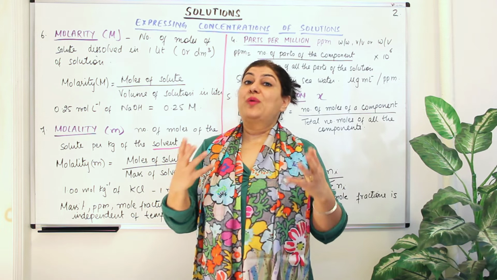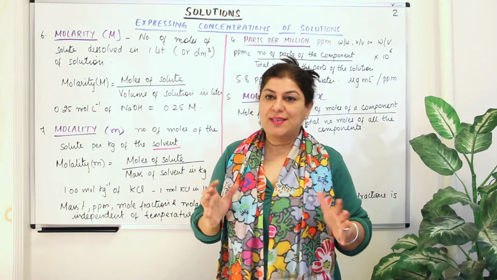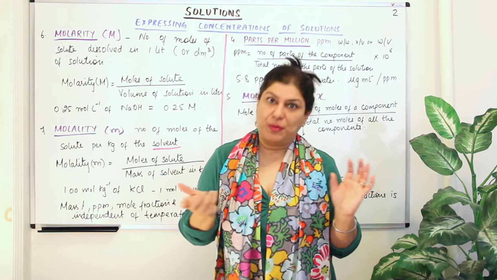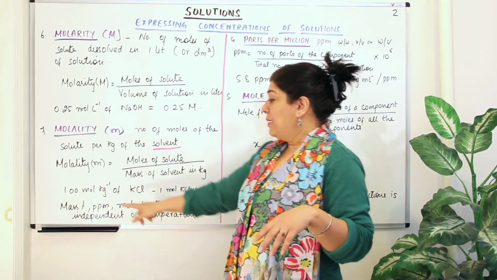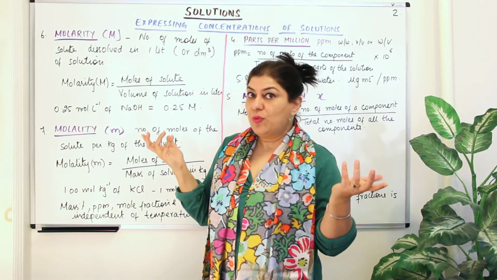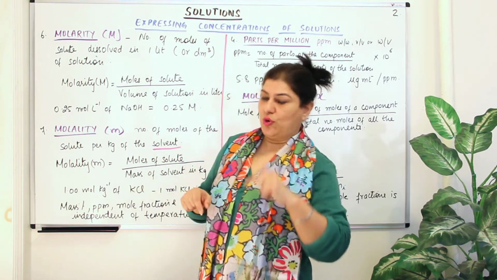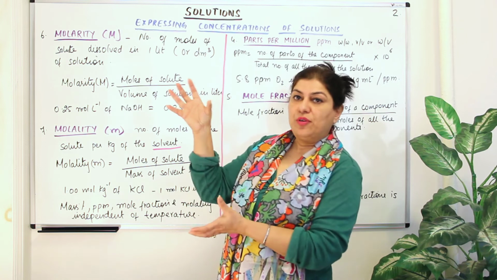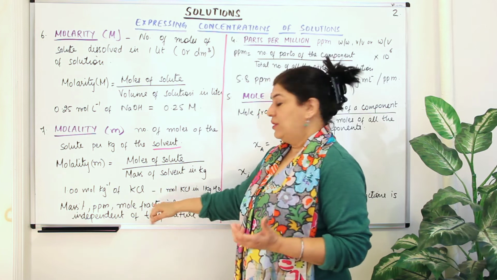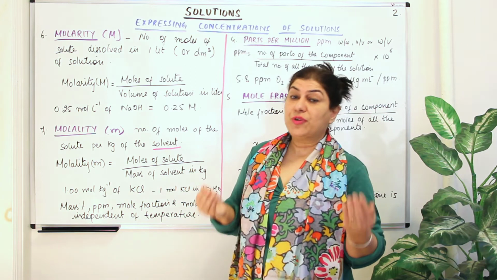So which are the measurements where you use only masses? Those concentrations will not be temperature dependent, and therefore you can say they would be applicable for a wider range of temperature. For example, mass percentage uses only mass of solute upon mass of solution into 100, so there is no volume, therefore it is independent of temperature. Parts per million in terms of masses would also be the same. Mole fraction is the number of moles of the solute divided by the total number of moles of all the components. Therefore, that also is not temperature dependent because you're not measuring volume.